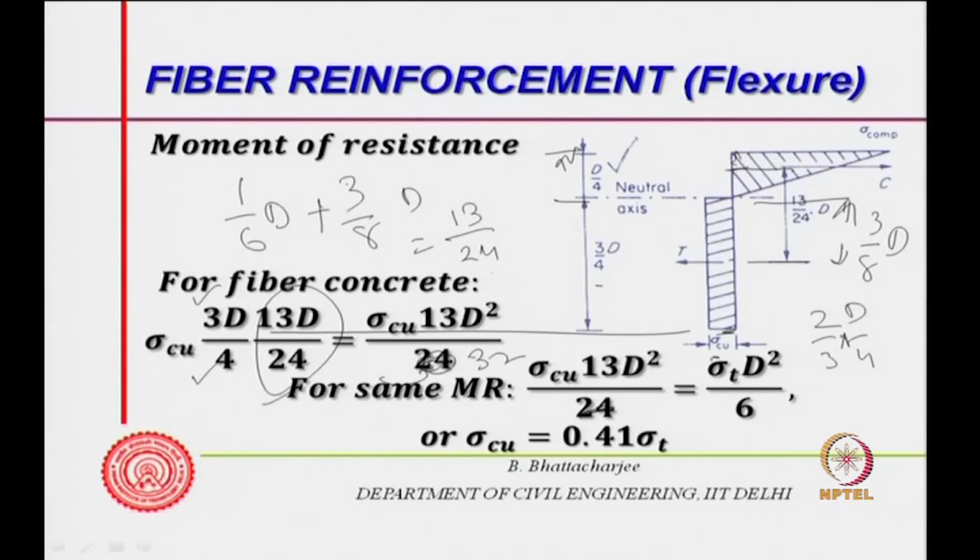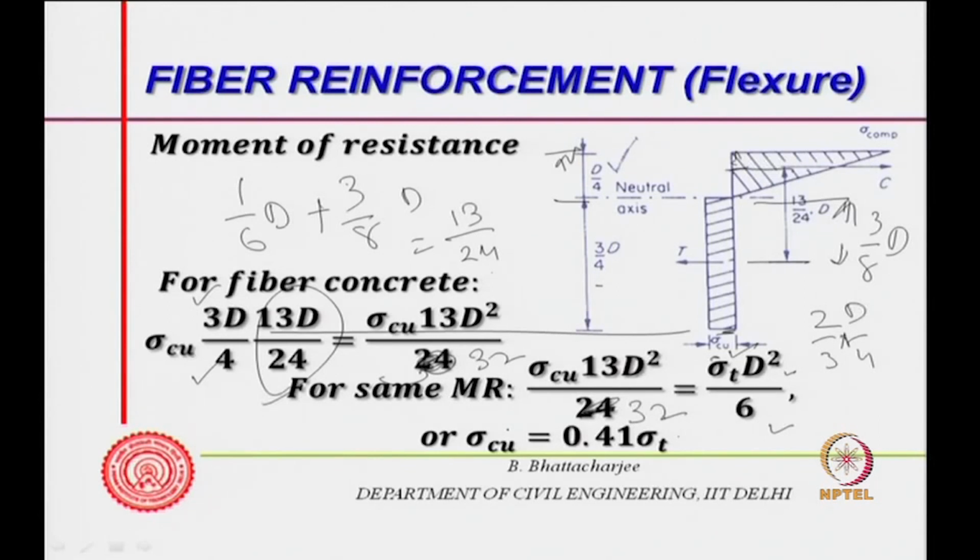So, for the same moment of resistance, this is 32, the earlier one was wrong, this will be 32, so 13 by 32 d square. So, for the same moment of resistance, sigma_cu times 13 by d square. So, this comes out to be 0.41. So, this was my sigma_t, this is 6, and the d square will cancel out.